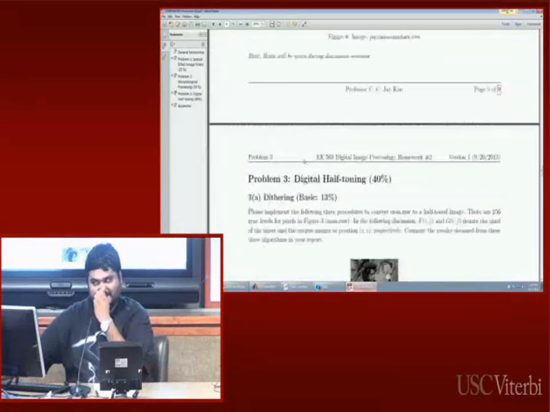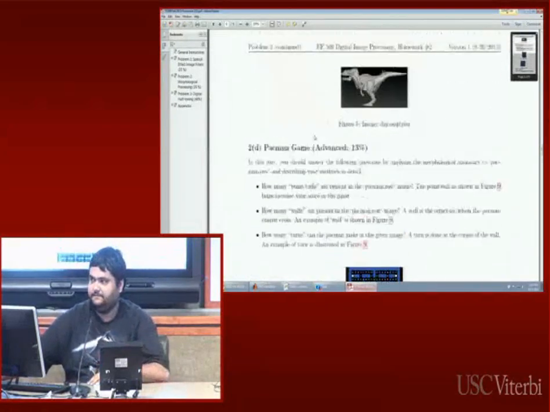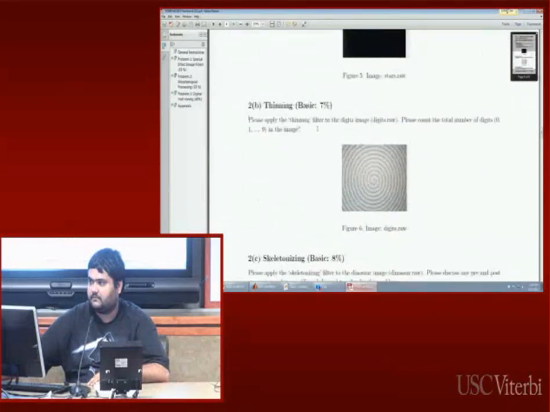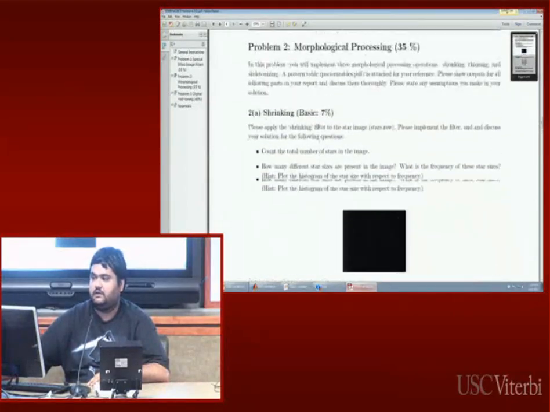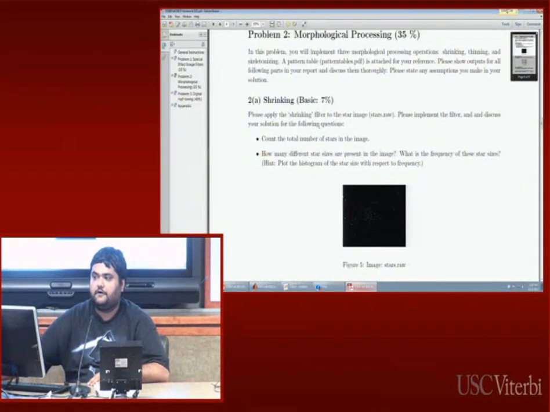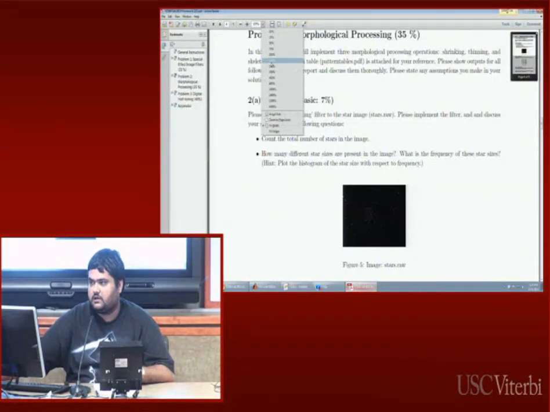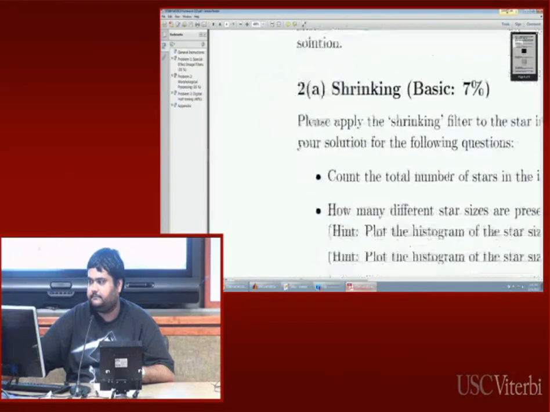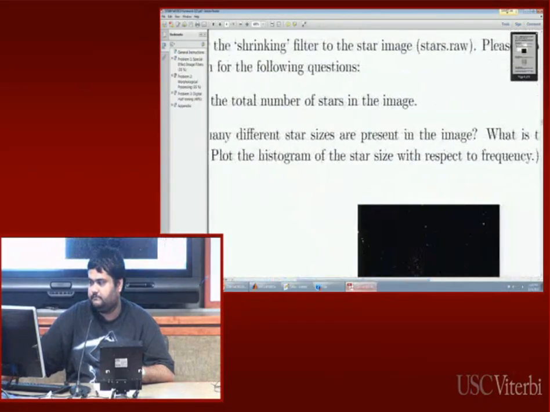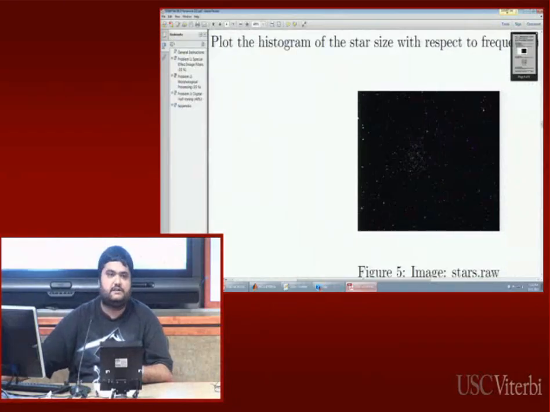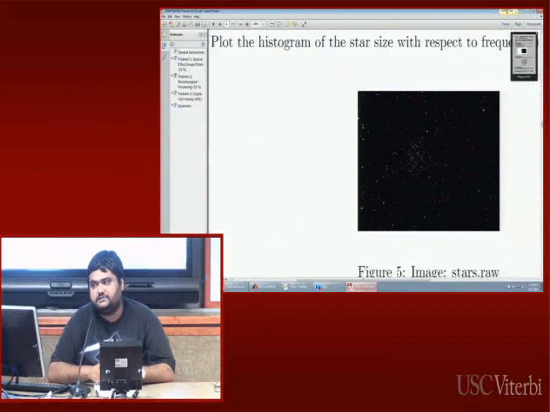Finally, let's look at problem 2. In this image, there are stars of various sizes. A star is just defined by a continuous region of whites.